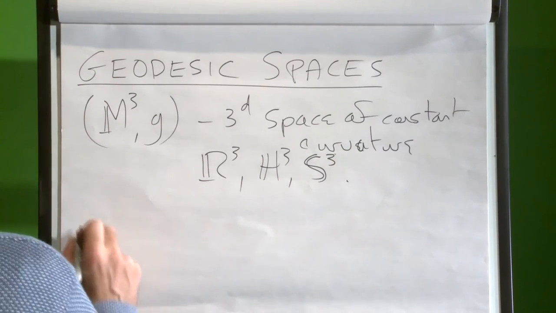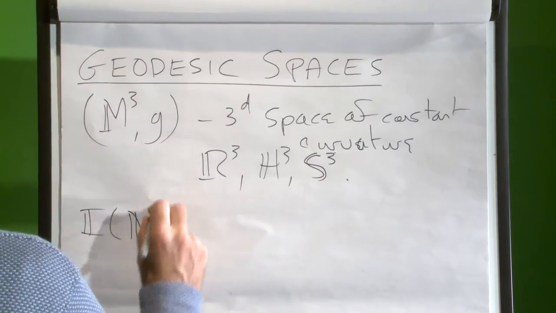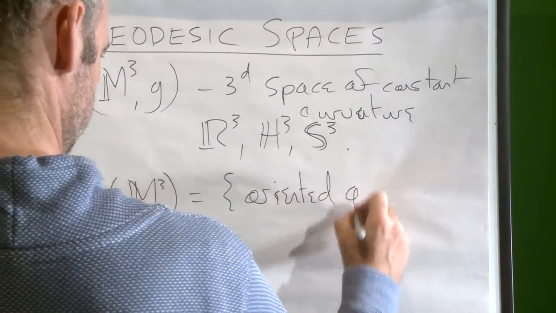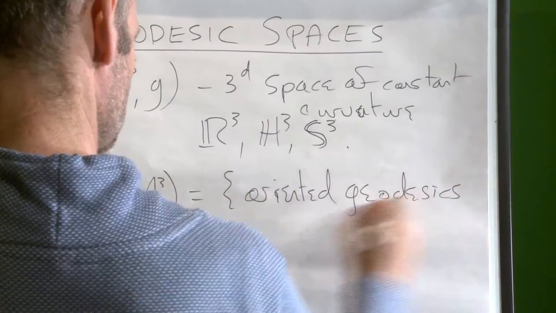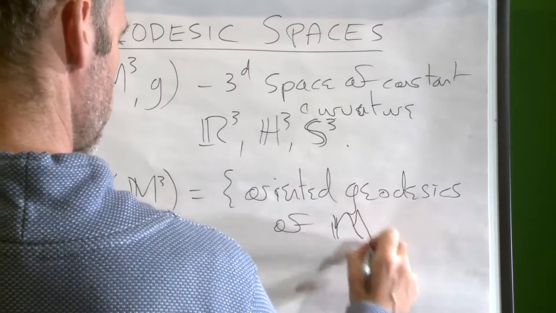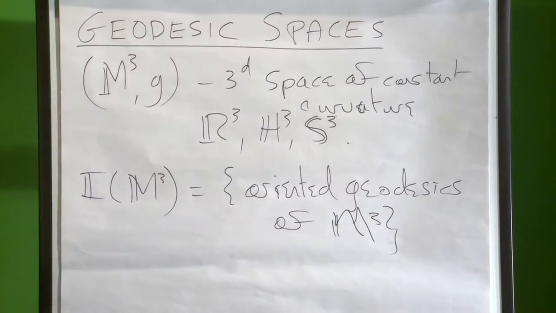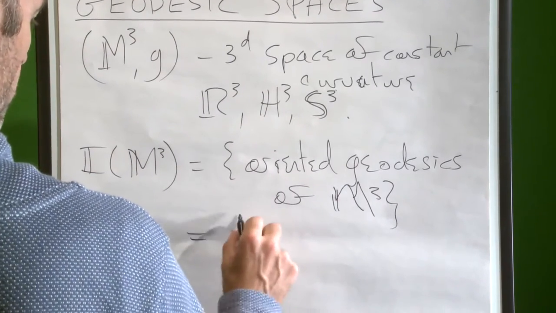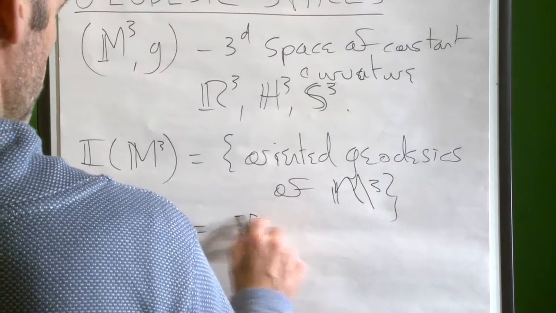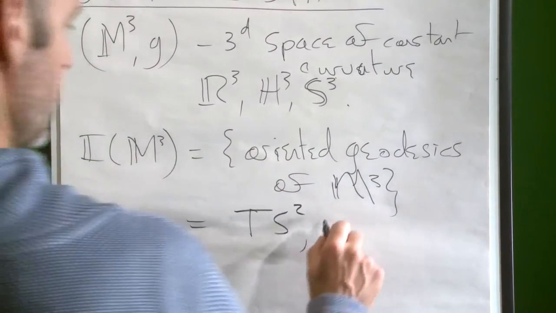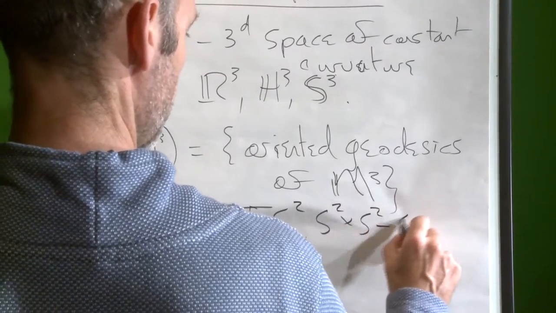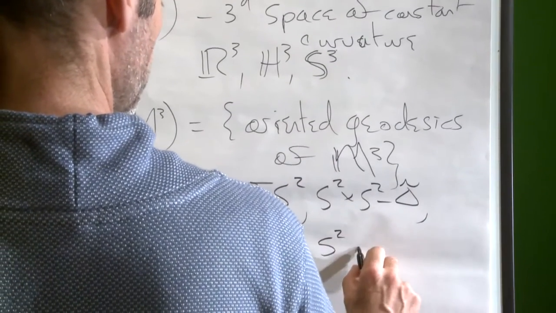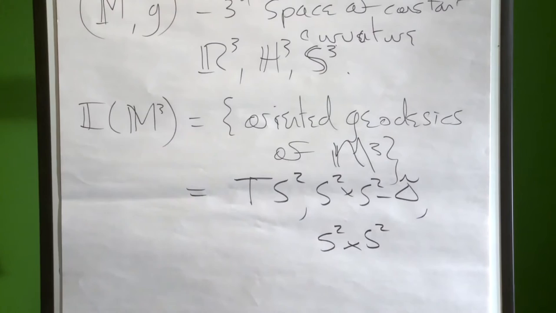Now, let L(M) be the space of oriented geodesics of your three manifold. Depending on whether it's R3, H3, or S3, in the case of R3, it's going to be, as we said, TS2. In the case of H3, it's S2 cross S2 minus the diagonal, in fact, the reflected diagonal to be precise. And in the case of S3, it's just S2 cross S2. So they're the four manifolds that we're going to be looking at.